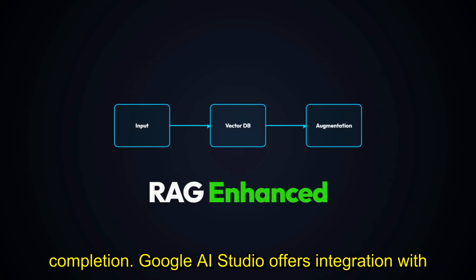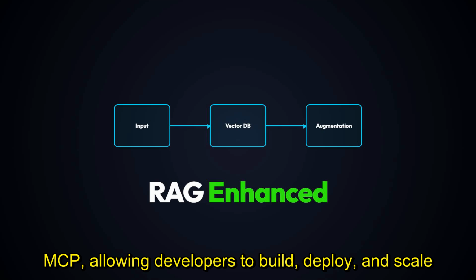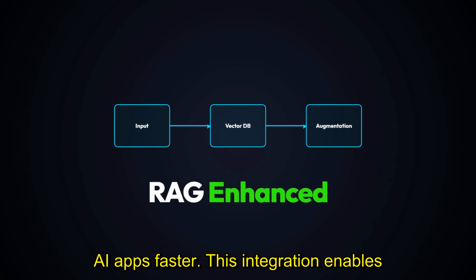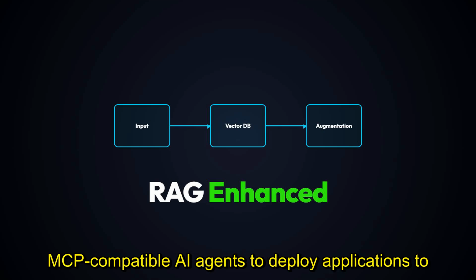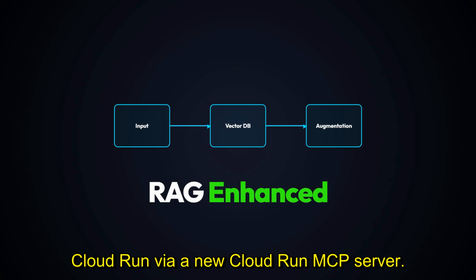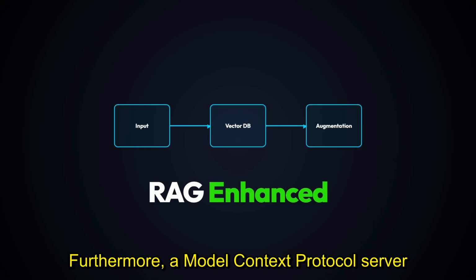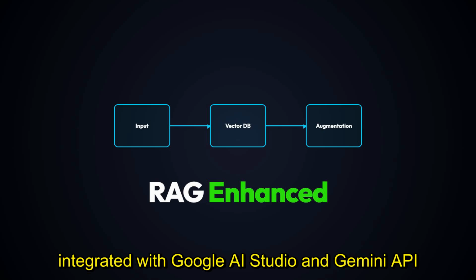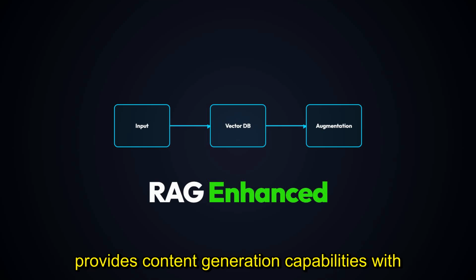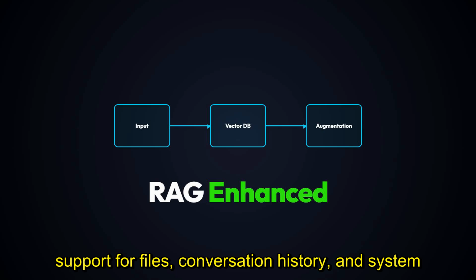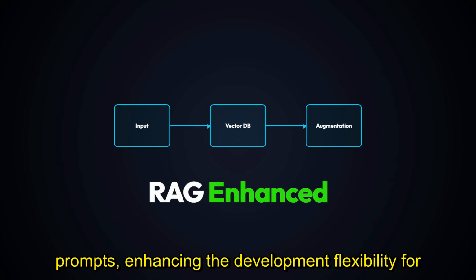Google AI Studio offers integration with MCP, allowing developers to build, deploy, and scale AI apps faster. This integration enables MCP-compatible AI agents to deploy applications to Cloud Run via a new Cloud Run MCP server. Furthermore, a Model Context Protocol server integrated with Google AI Studio and Gemini API provides content generation capabilities with support for files, conversation history, and system prompts, enhancing the development flexibility for AI-powered applications.